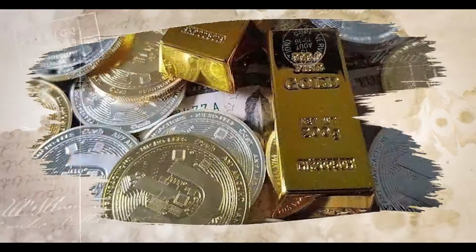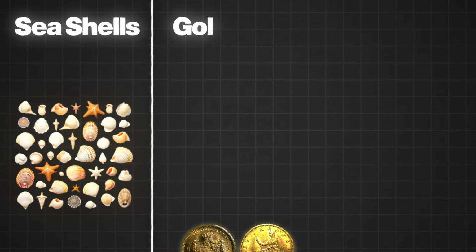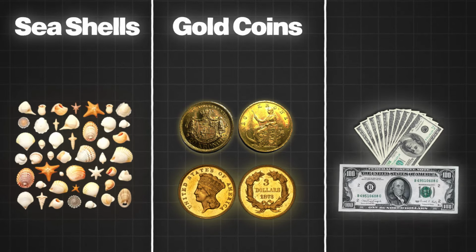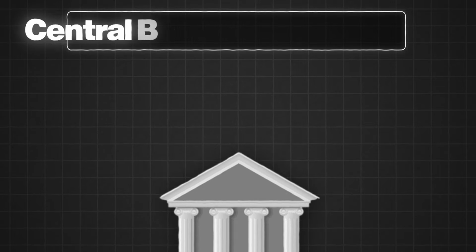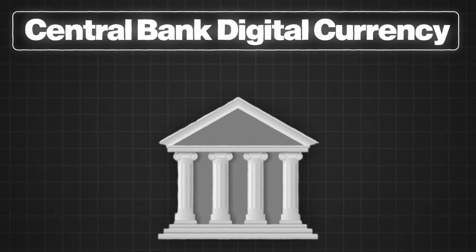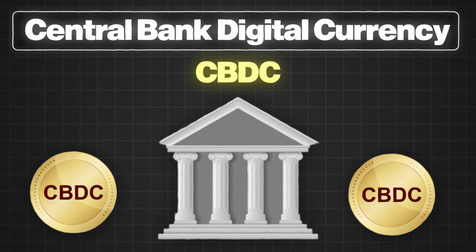Over thousands of years, the currency used for trade has changed. First, people used seashells, then gold coins, and today we use paper money, what we call fiat currency. Now, the next step in this evolution is potentially something called the central bank digital currency, or CBDC, which is referred to as the digital dollar in the United States.